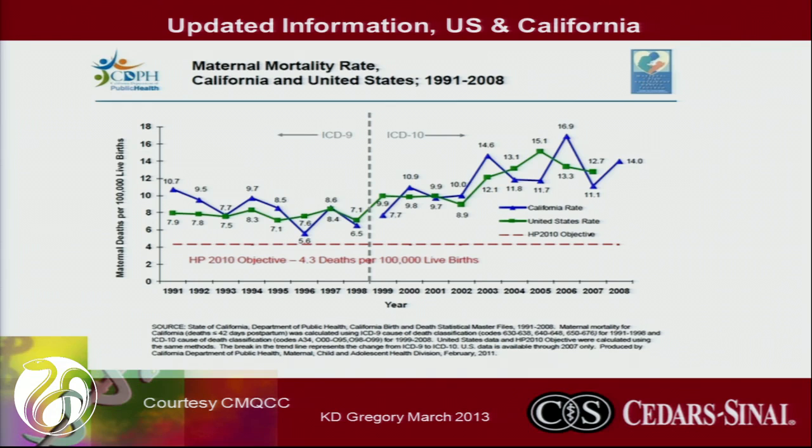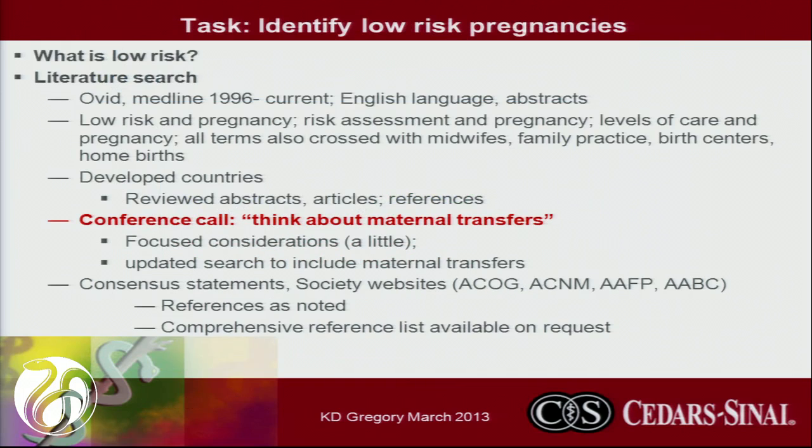You can see in green the rate in the United States is about 13 per 100,000, and this data actually comes from the California Maternal Quality Review Committee, where it's about 16 per 100,000. So what is low risk?